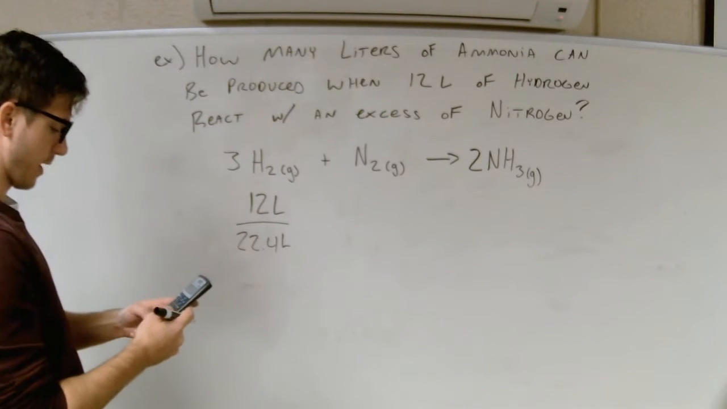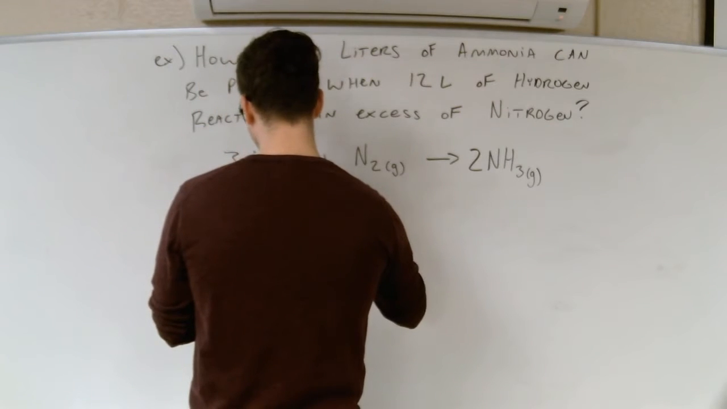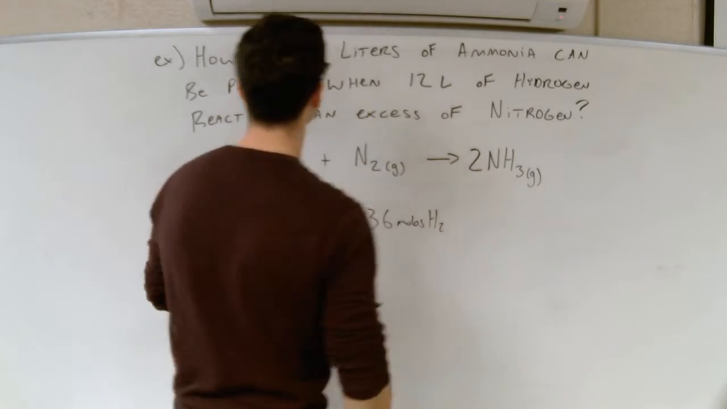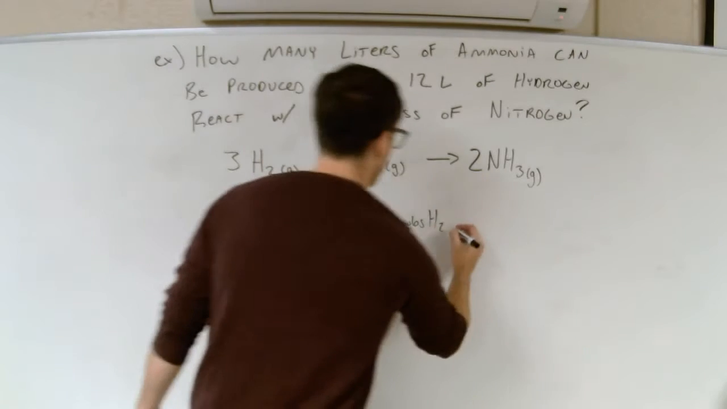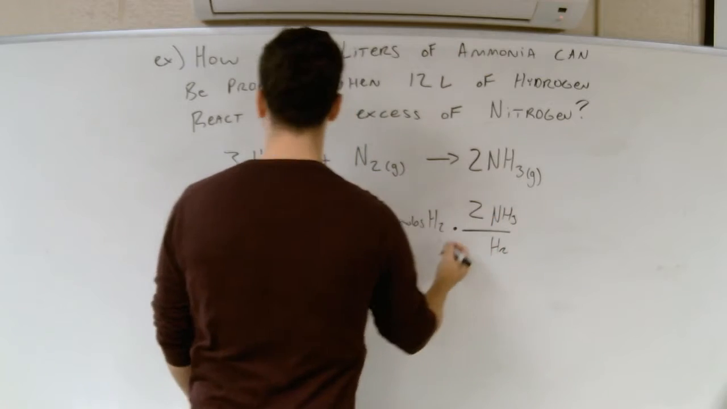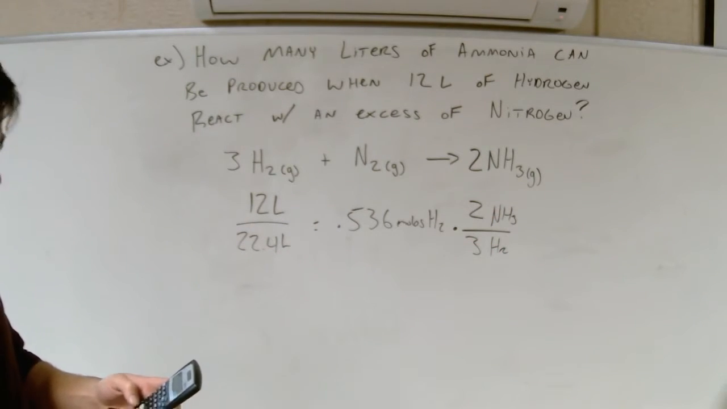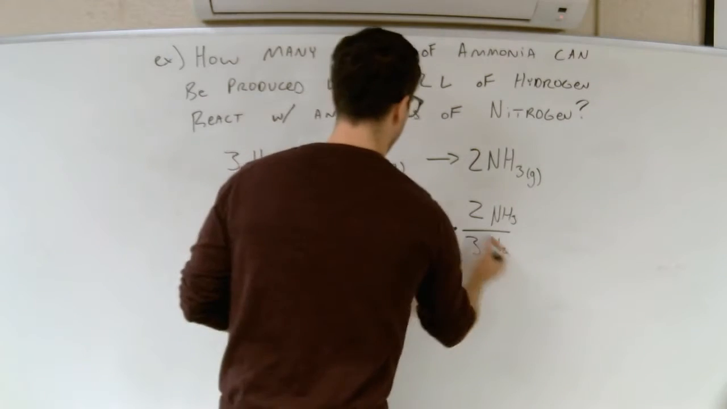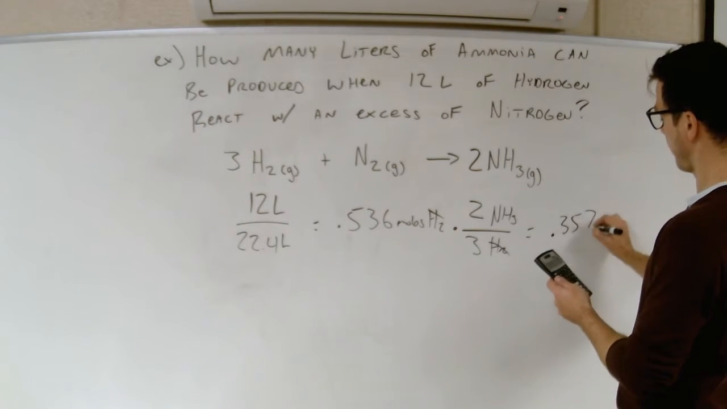So we're going to take 12 divided by 22.4 to get 0.536 moles of H2. Now we got to get to moles of ammonia, which is mole ratio time. So it would be a 2 to 3 ratio. So let's go ahead and multiply 0.536 times 2 divided by 3. H2 cancels out. We're left with moles of NH3, which is 0.357 moles of NH3.